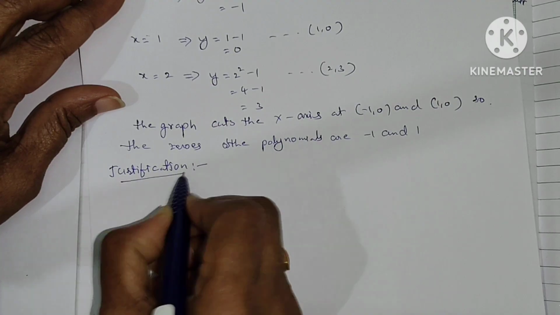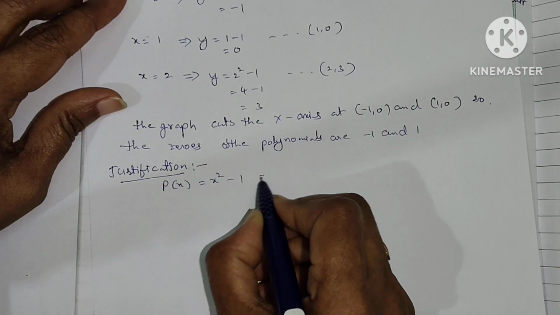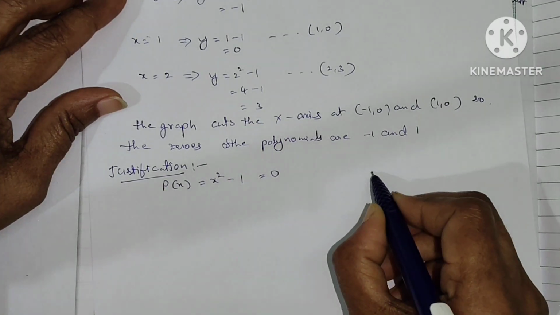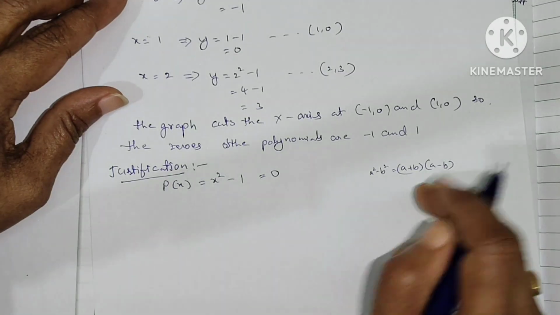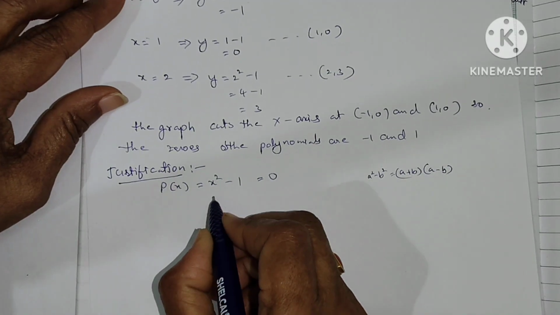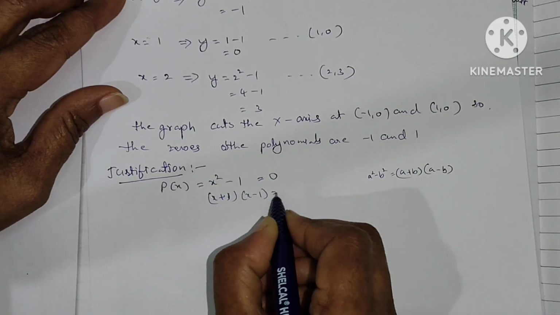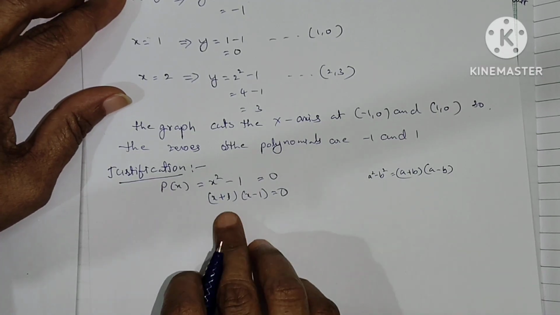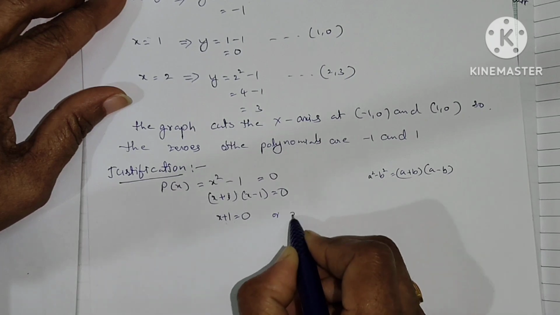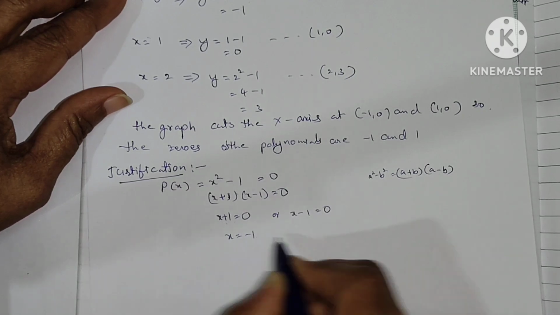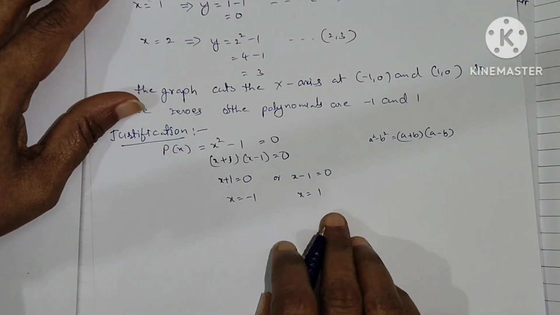Here the justification: first, the given polynomial is p of x equal to x square minus 1. x square minus 1 equals 0. This is of the form a square minus b square, which is a plus b into a minus b. So we write x plus 1 into x minus 1 equal to 0. So x plus 1 equals 0 or x minus 1 equals 0, x equal to minus 1, x equal to 1. So these are the solutions.